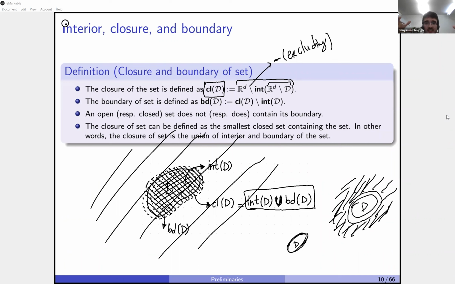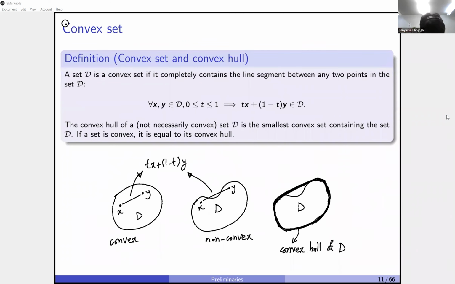Closure means the set including its boundary. And boundary means closure minus the interior of the set, only the boundary of the set. These are the concepts to know about the sets. Now, convex set and convex hull. So what is this? Let me first tell you this.